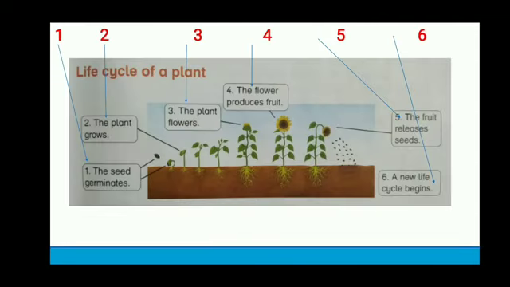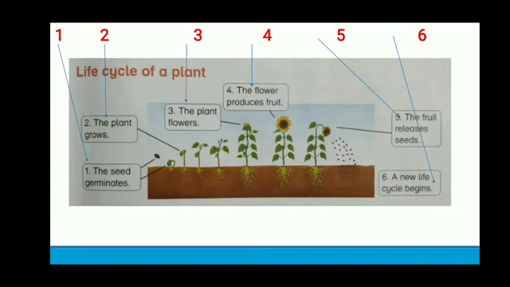Life cycle of a plant. Class, in step 1, we can see that the seed is planted in the soil and it germinates. In step 2, we can see that the plant grows. After that, there are a few stages of the plant.